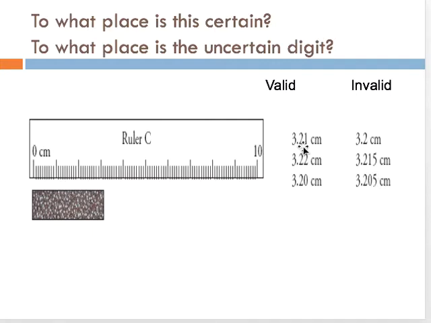Again, the idea is that in a valid measurement, the last place is the uncertain digit, and the rest of the digits are certain. There were markings, or we know they're for certain.